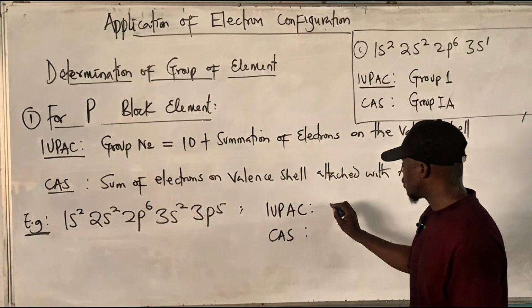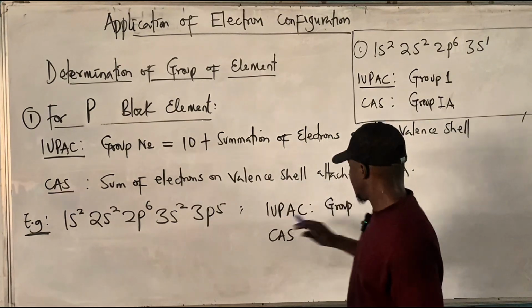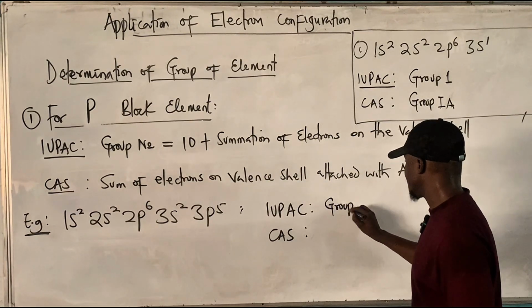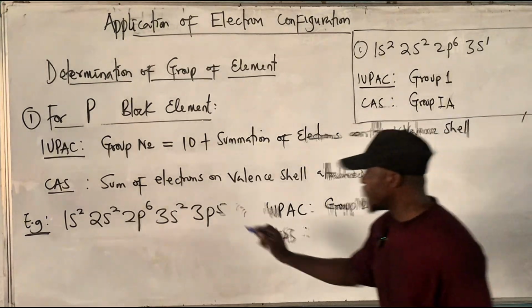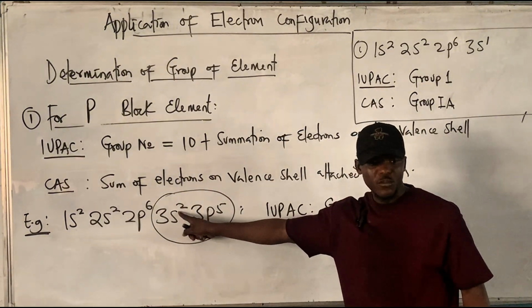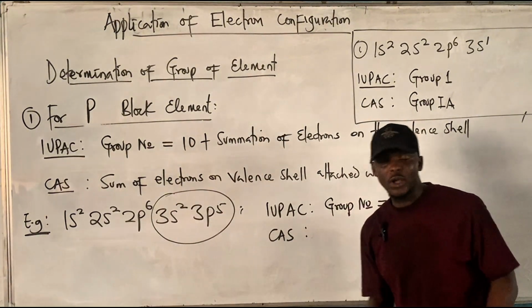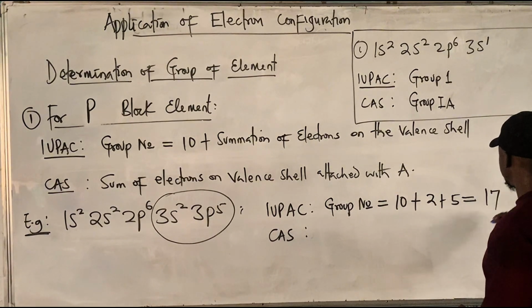So the group number according to IUPAC would be group number equals 10 plus the sum of the electrons on this guy. How many here? How many here? 2 plus 5 is what? That's group what? 17.